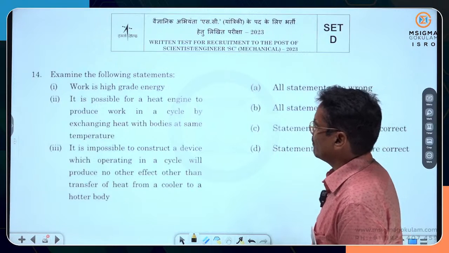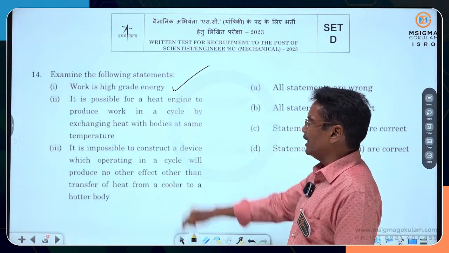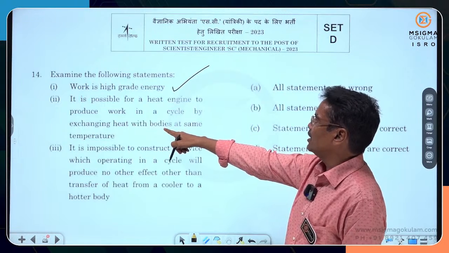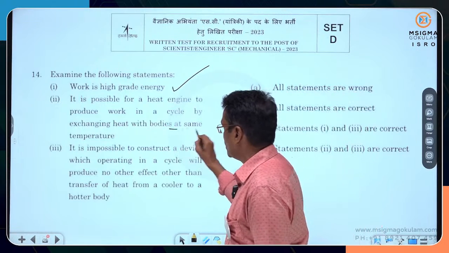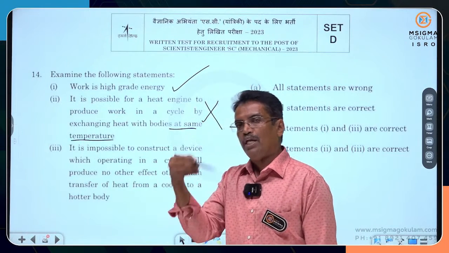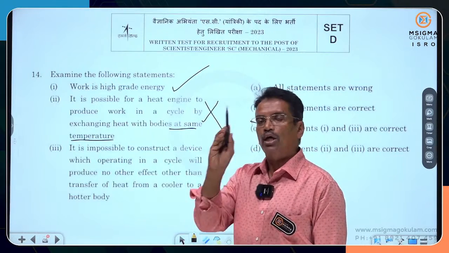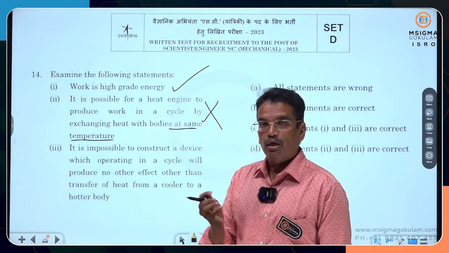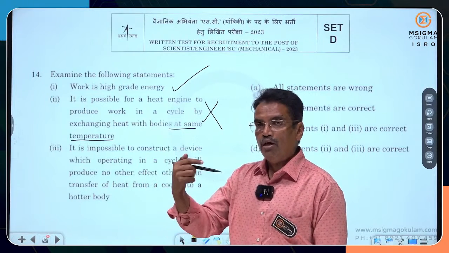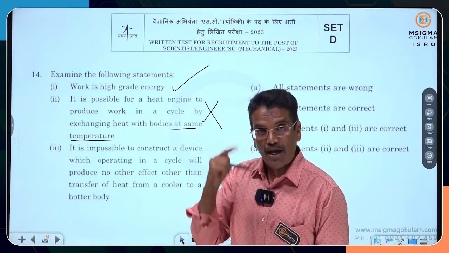Examine the following statements. Work is high grade energy. Very much correct. Heat is low grade energy. It is possible for a heat engine to produce work in a cycle by exchanging heat with bodies at the same temperature. Definitely wrong. To produce work, a heat engine must operate between two reservoirs at different temperatures. We can expect the heat engine to produce work only when it is operating between two reservoirs at two different temperatures.